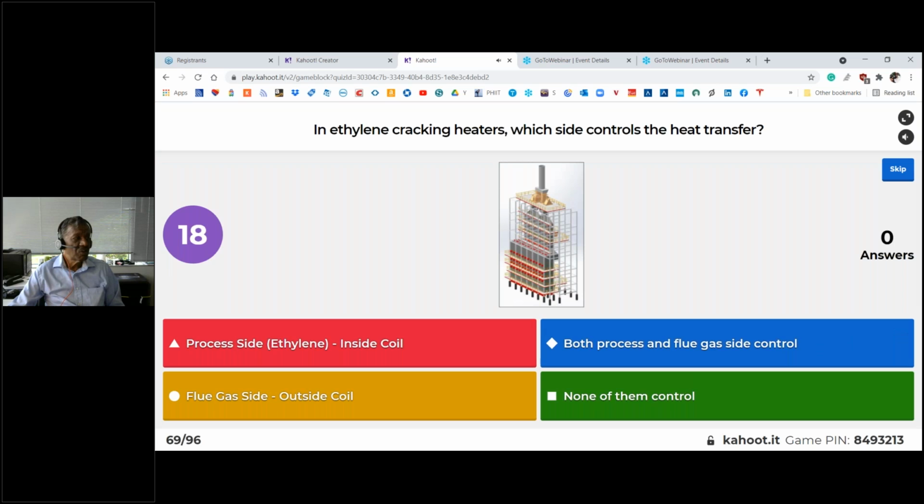So when we talk of ethylene cracking furnaces, which side controls the heat transfer? Is it the process side? Is it the flue gas side? Or is it both process and flue gas side?